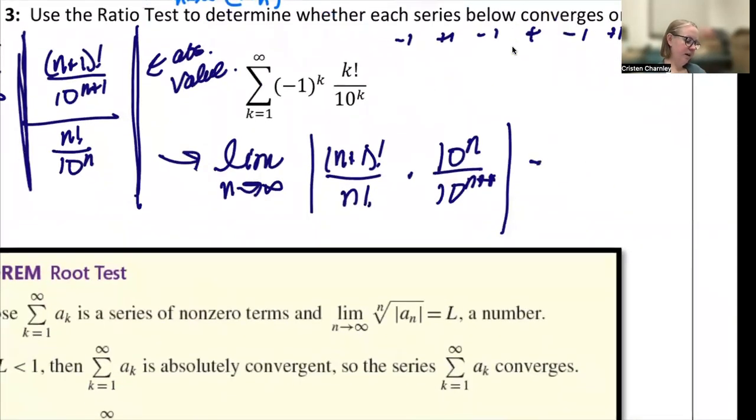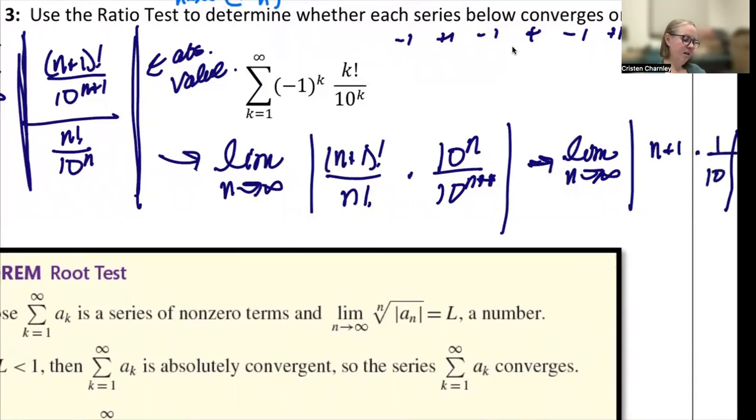This is the limit as n approaches infinity. The first piece is n plus 1. The second piece will simplify to 1 over 10. If I put infinity in place of n, remember that's our variable here, this is going to go to infinity. So because infinity is larger than 1, we say it diverges.